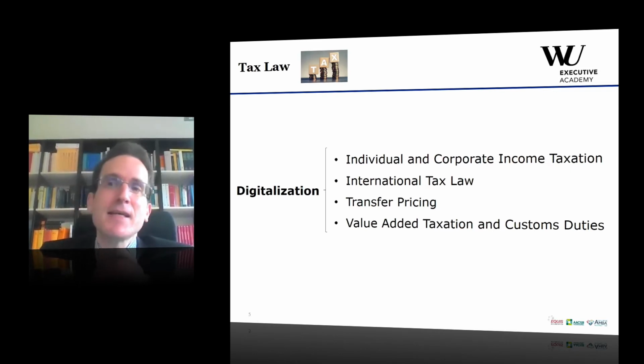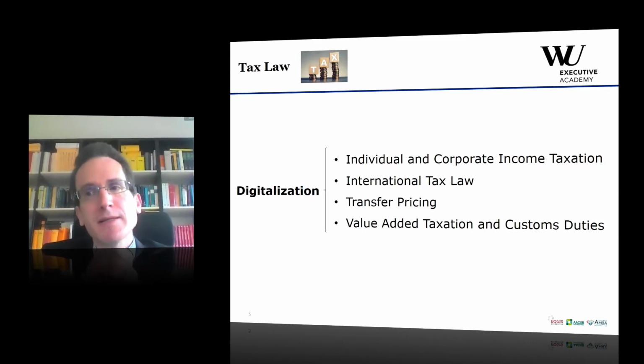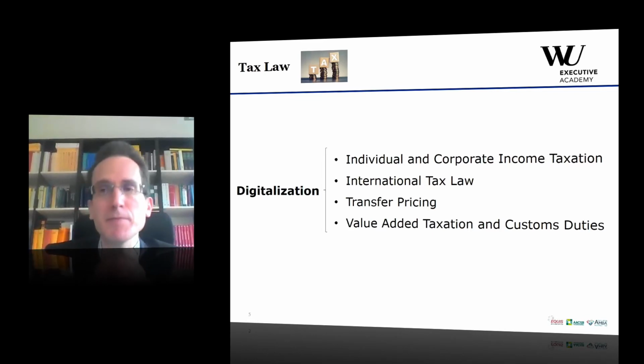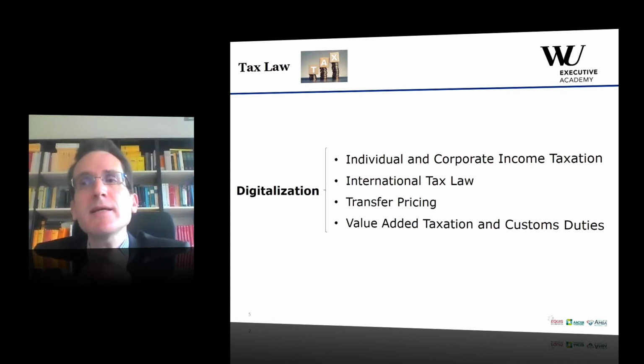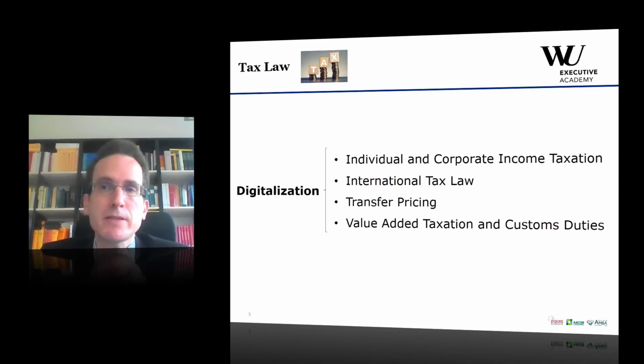And that is what we want to do with this program. So the tax people understand how system informatics works, so that they can tell them how the tax law works, and so that this is then understood and can be implemented by the business informatics people. And on the other hand, that business informatics people get an idea how the tax system works.